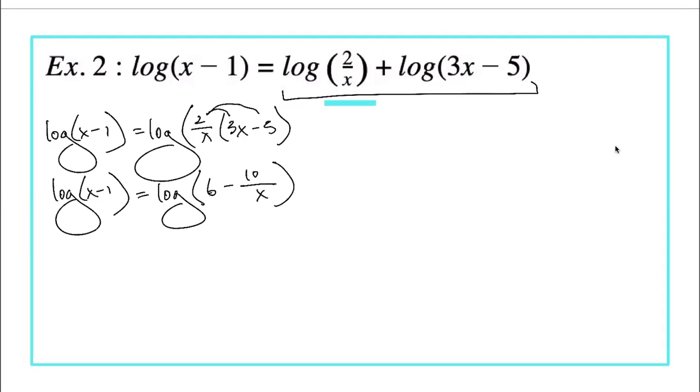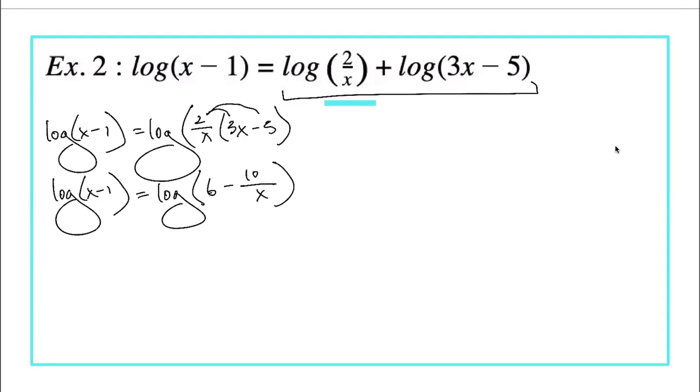All right? Strategy here. What can we do from here? Could you put both the logs on one side and equal it to 0? You could do that, yeah.